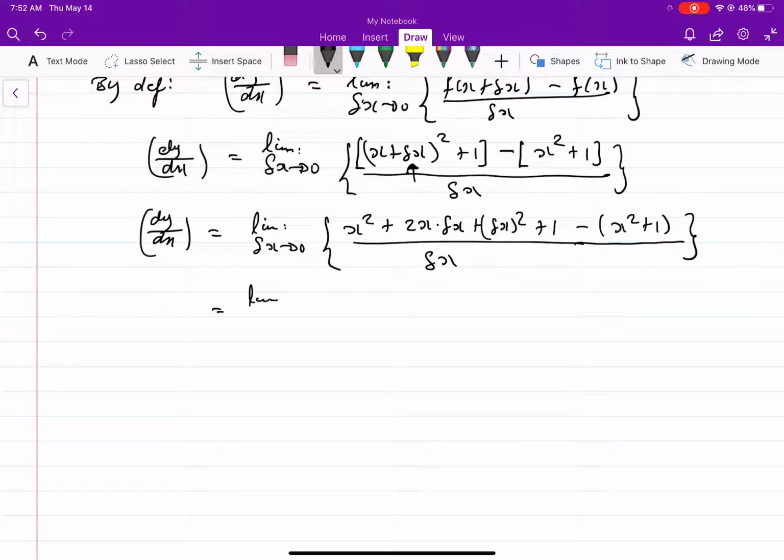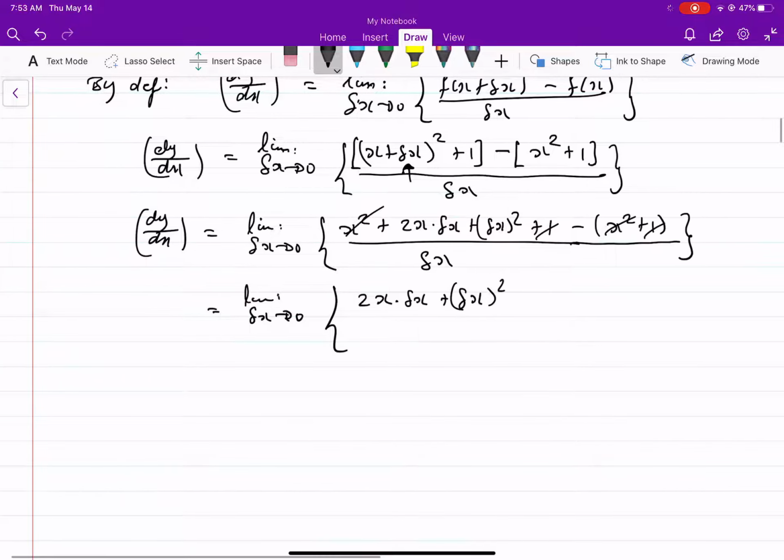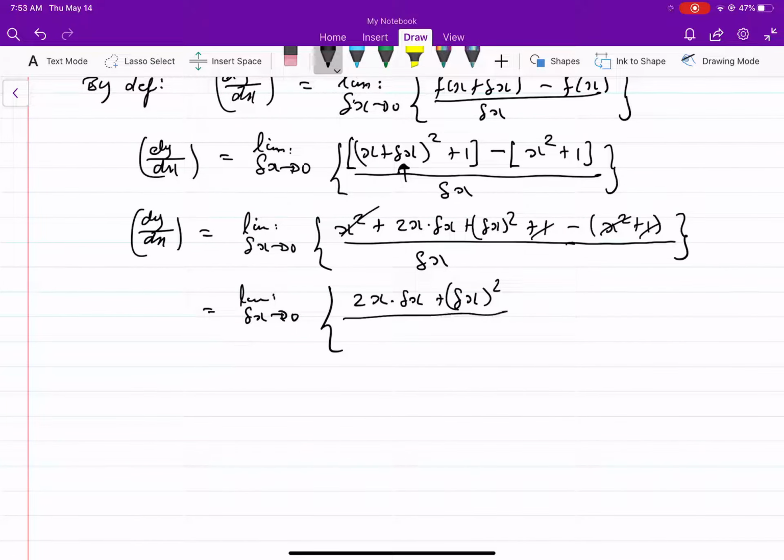This gives me the limit as delta x approaches 0 of, okay, x squared plus 1: the x squared and the plus 1 will go out with this x squared and the plus 1 with the minus in front of the bracket there. What's left over? 2x times delta x plus delta x all squared, divided by delta x. By the way, another point that I need to bring up.